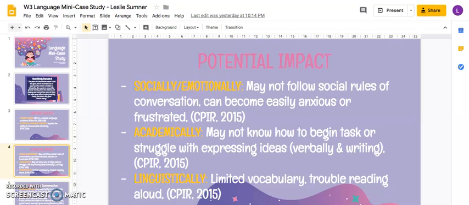The potential impact of her language deficits may affect her socially because she might not know how to follow the social rules of conversation or cues such as joining in the game without asking. She's not following those social conventions. This might result in feelings of anxiousness or frustration when she's not able to fully express herself or if she's misunderstood. Academically, she might not know how to begin a task or continue it and might struggle with communicating her ideas, whether it's written or verbal. And her academics are going to closely relate to her linguistic ability, as she might have limited vocabulary or trouble reading aloud.